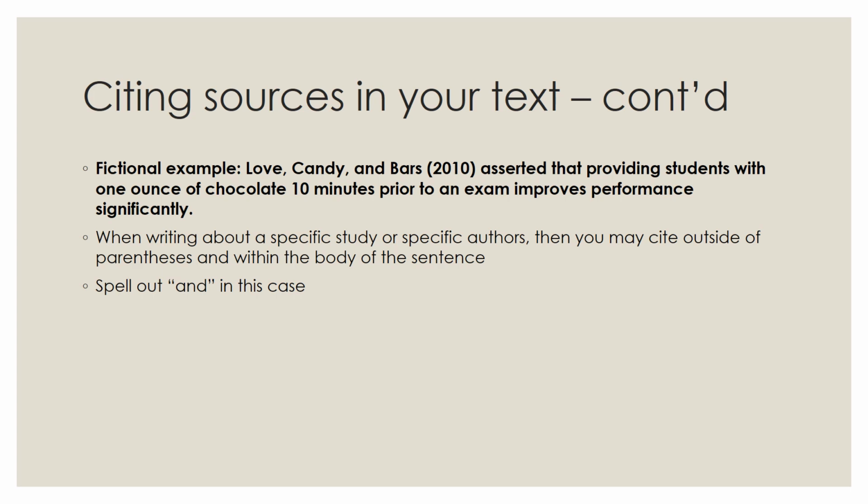Okay, so here's another example of when you might want to cite a work in the body of your paper and you want to emphasize or go into detail on a particular study. So here's another fictional example. Love, Candy, and Bars (2010) asserted that providing students with 1 ounce of chocolate 10 minutes prior to an exam improves performance significantly. So in this case, you want to cite all of the authors in the study, especially if that's the first time you cite them. You don't use an ampersand here. You spell out the word and then you cite the year in the body of the text in parentheses.